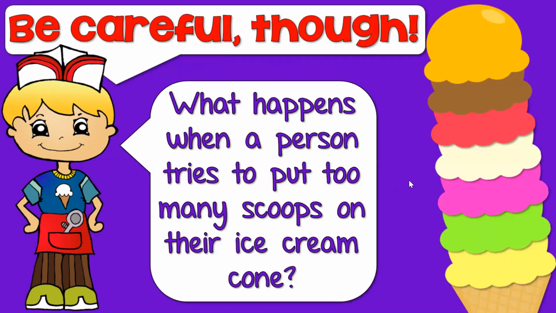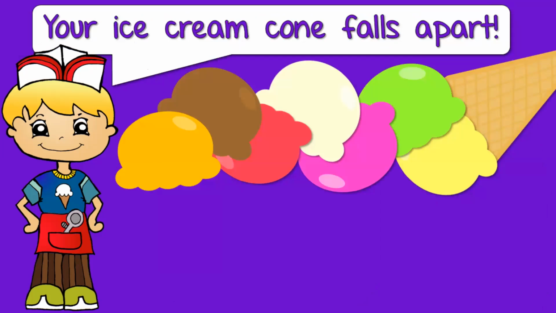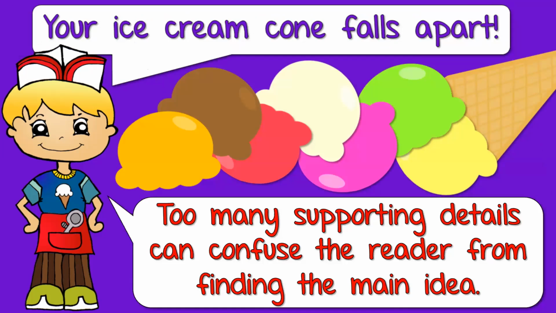So you also need to be careful what happens when a person tries to put too many scoops on their ice cream cone. Have you ever gone and gotten a large ice cream and they just stack ice cream on top of ice cream on top of ice cream, and you have this huge cone, but it's not very sturdy, right? So if you have too many scoops on your ice cream cone, your cone falls apart. So we need to make sure that we don't have too many supporting details, because too many supporting details can confuse the reader from finding the main idea. We want to kind of stick with just 3. 3 is our magic number. 3 supporting details is just enough.